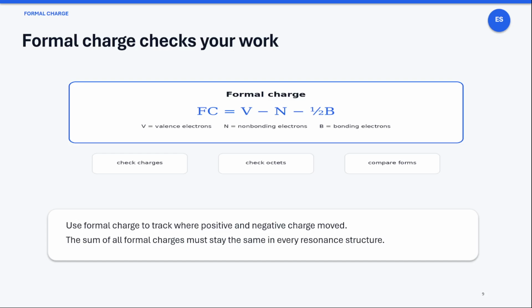So if you start with a -1 ion, every valid resonance structure must still have a total charge of -1. If the total charge changes, the resonance structure is wrong.